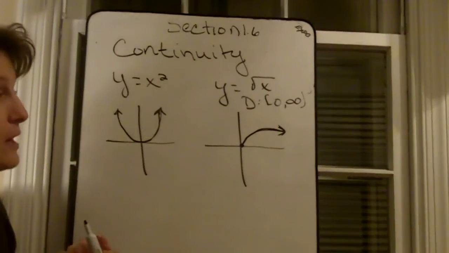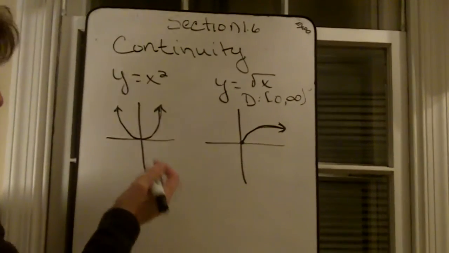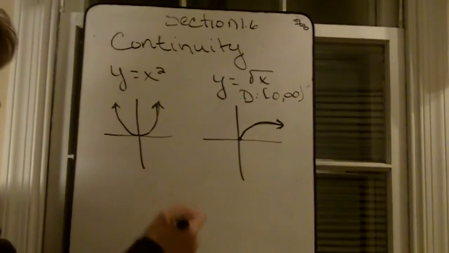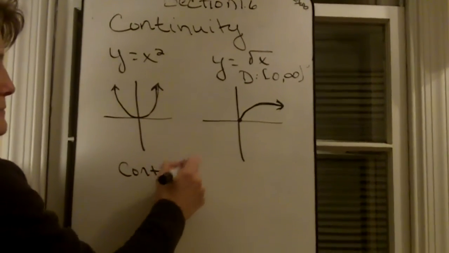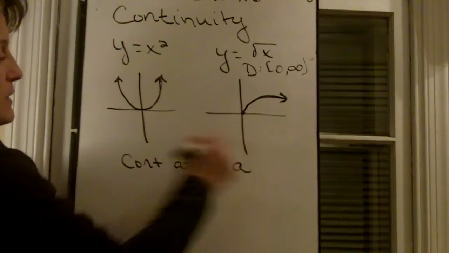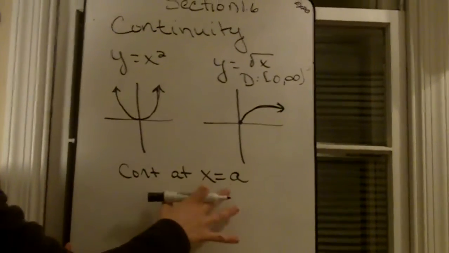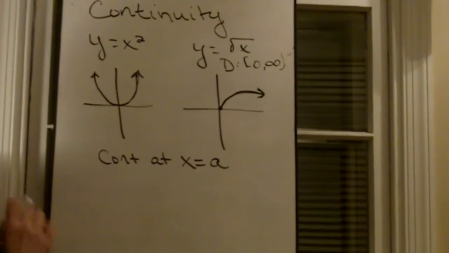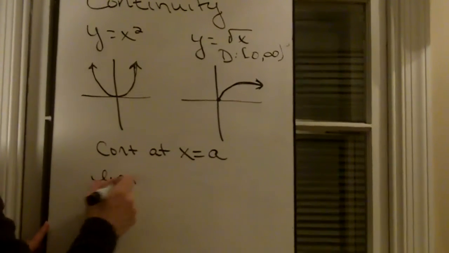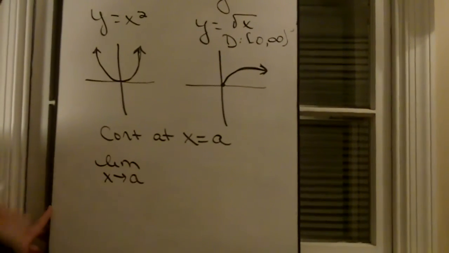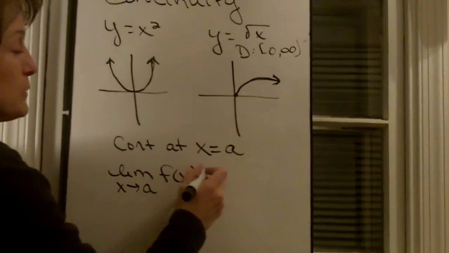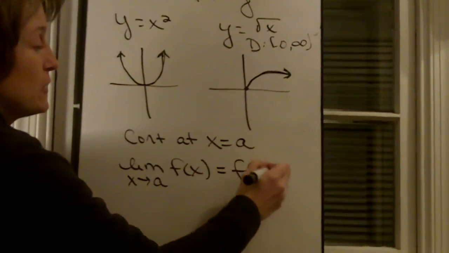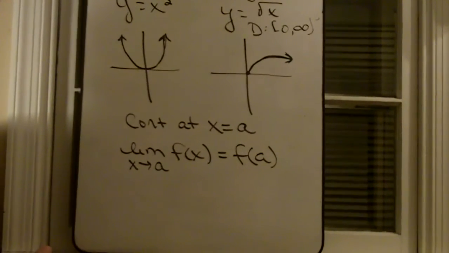The other way to think about continuity is that if a function is going to be continuous at a certain point, like if I let x be the value a, to be continuous at a certain point, the limit as you approach that value of your function has to be equal to the function value at a.